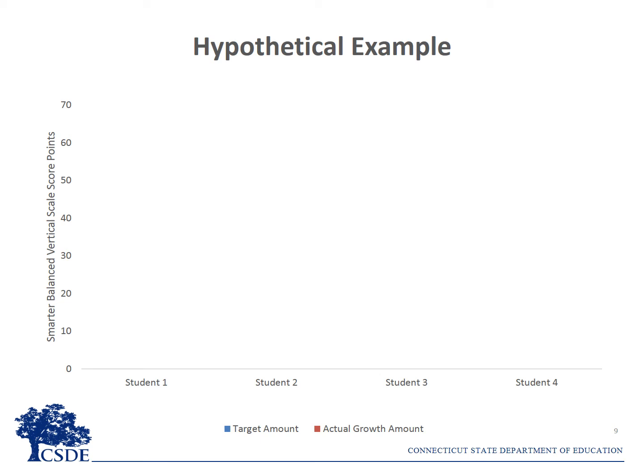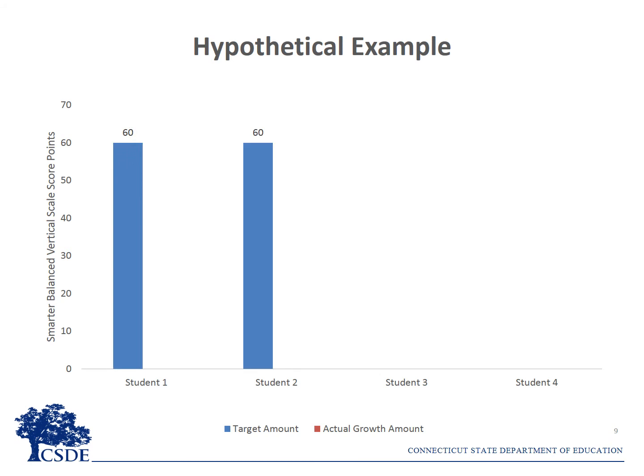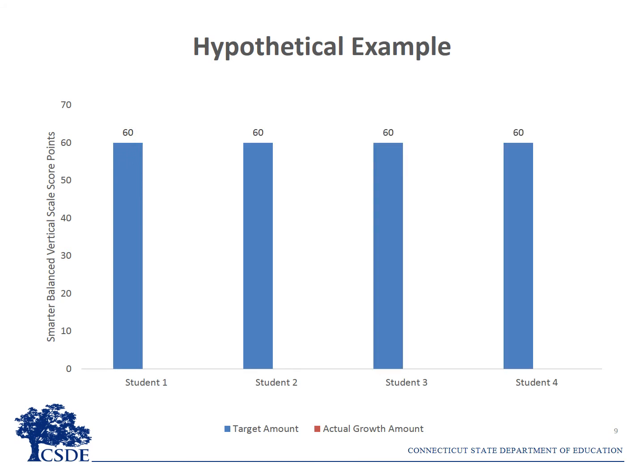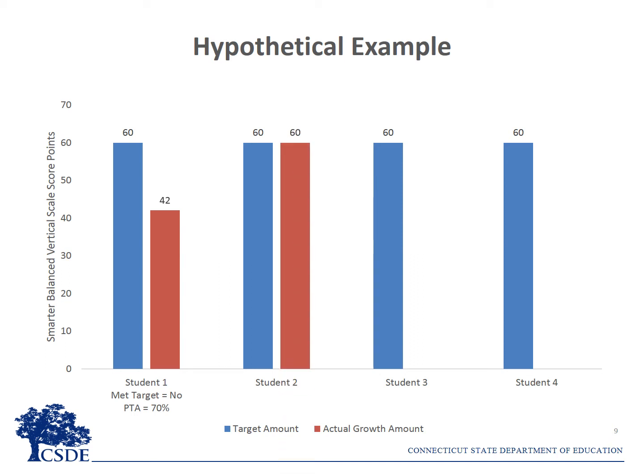Let's look at 4 students who have the exact same target of 60 points. Student 1 grew 42 points from one year to the next. This student did not meet the target, but achieved 70% of the target. Student 2 grew exactly 60 points. This student met the target and achieved 100% of the target.